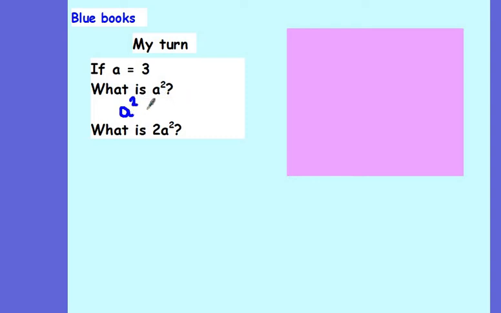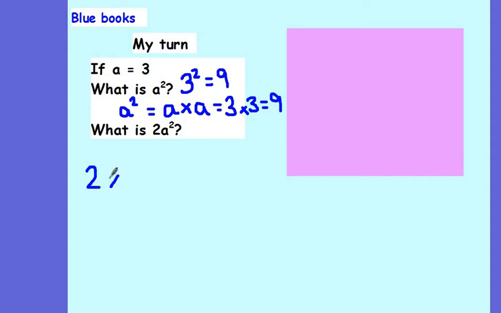A squared is equal to a times a, which is 3 times 3, which is 9. You could also choose to write that as 3 squared, which is 9. For the second part, I've been asked, what is 2a squared? Now we know that 2a squared means 2 times a squared. Wherever we see an a, we need to write the number 3. So I've got 2 times 3 squared.